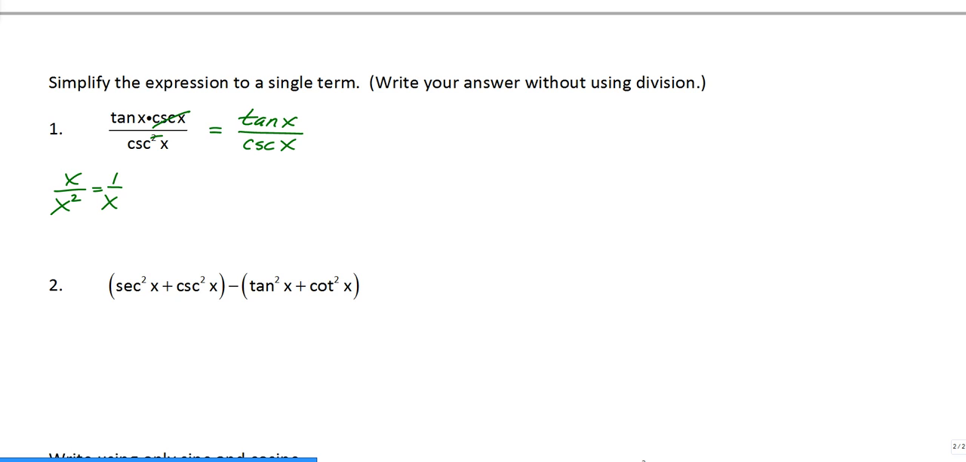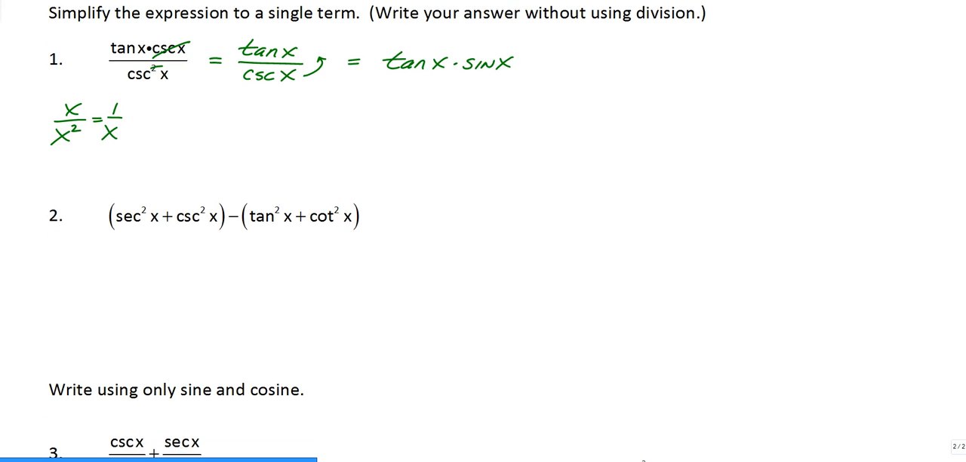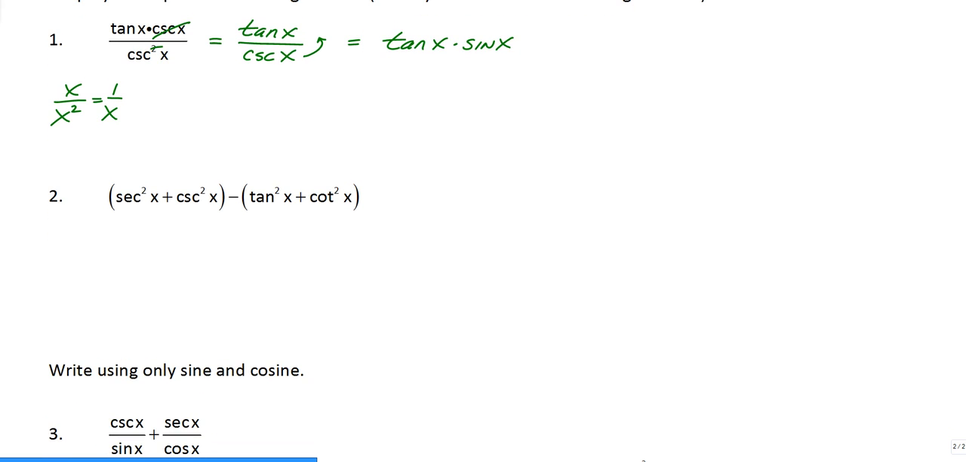Now we have to go to using no division. So we know that cosecant in the denominator would be sine in the numerator because it's just a reciprocal. So this is going to equal tangent x times sine x. And honestly, there's nothing else you can do. You are finished. If you change tangent to sine over cosine, you now have a denominator again. So it does not work. So you are done. Okay? That's what it means to simplify to a single term, meaning you simplify as far as you can without having division.